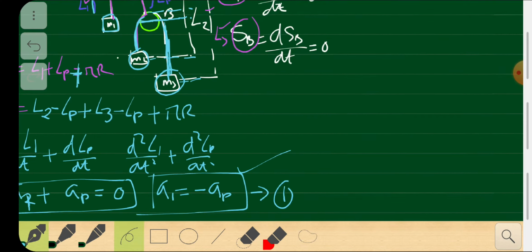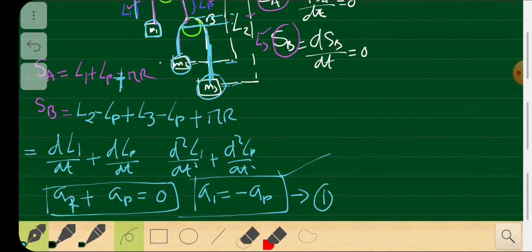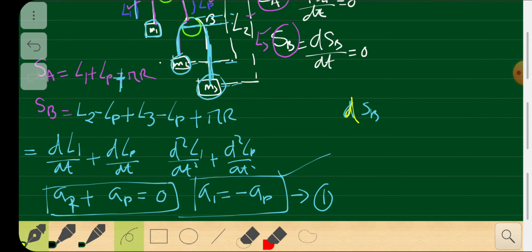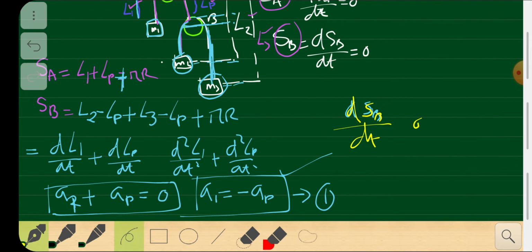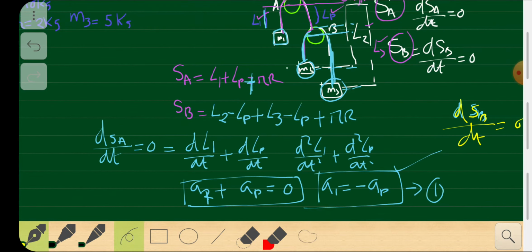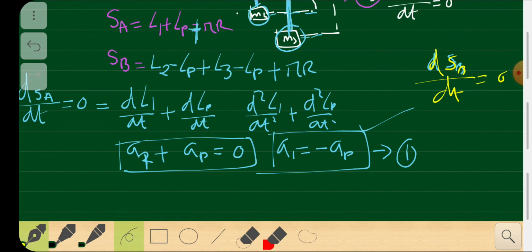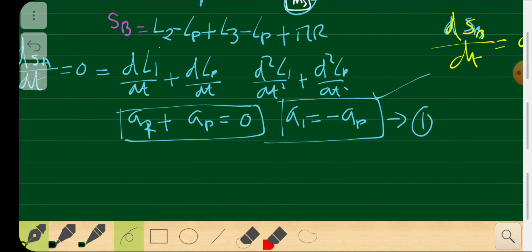Now in the second case, the same thing happens, right? In the second case, you can see dSB/dt is equal to 0. This is going to be a little bit harder. So let's look at it: ds/dt is equal to 0, which is equal to dL2/dt.